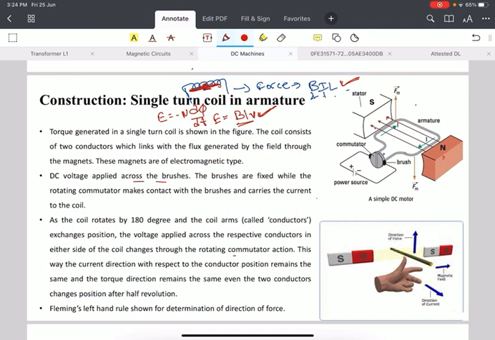So the force experienced by the conductor can be visualized by using Fleming's left hand rule. As you can see here, if we hold our left hand with the top three fingers perpendicular to each other, and the middle finger shows the direction of the current, meaning current in the conductor is flowing in this direction, and the forefinger is showing the direction of the magnetic field, then the force experienced will be in the upward direction.